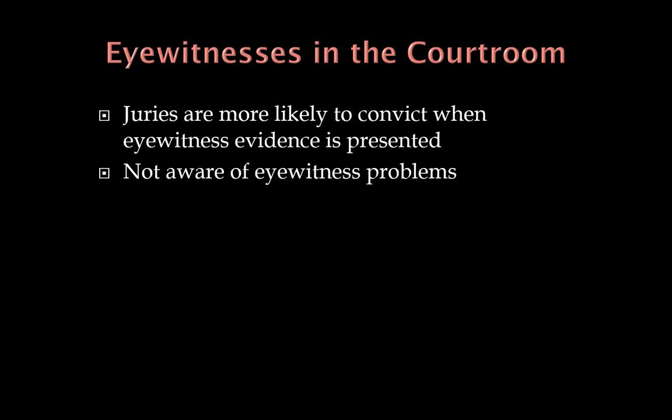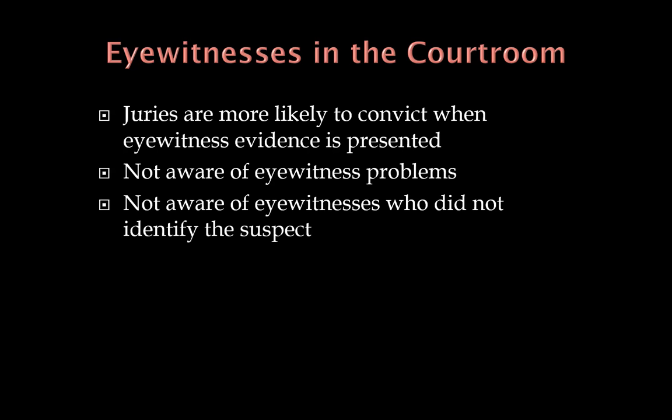Also, we know that juries don't know about the problems that eyewitnesses have. They don't know about system variables. They don't know about witness variables. And so they think eyewitnesses are pretty accurate. Also, in a jury trial, they don't get to hear about eyewitnesses who didn't identify the suspect.